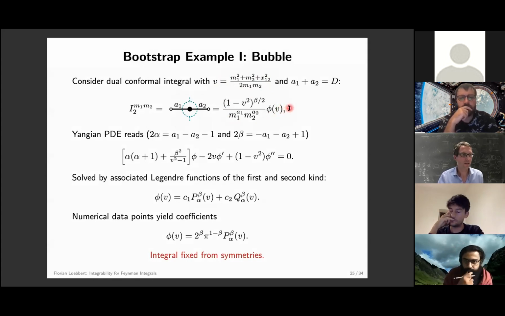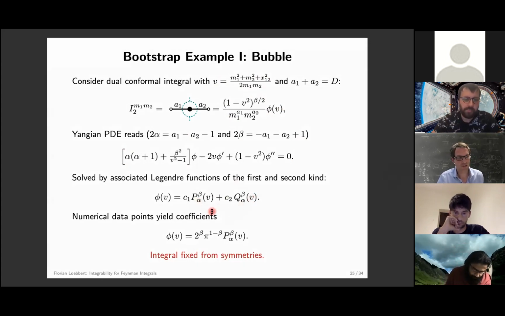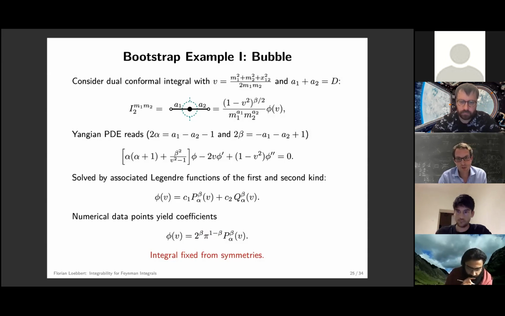And the Yangian differential equation that we find is just this differential equation, which is well known to be the differential equation for the Legendre functions of the first and second kind, which are these P and Q here. Then we can just evaluate some numeric data points which fix the overall coefficient. So up to this coefficient, we have again fixed this integral from the symmetries. Because of the masses, we really have now a one variable case where we can study this algorithm. Before it was the box integral with two variables. That was the simplest example.